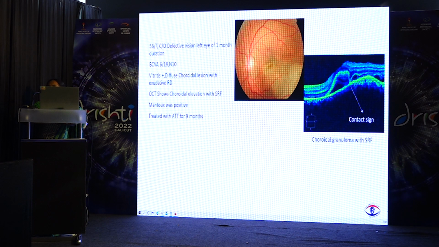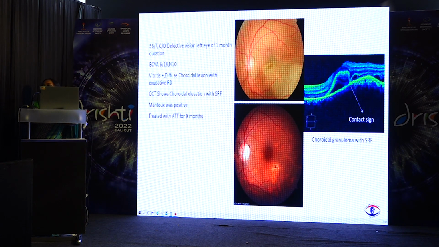OCT at the time of presentation showed choroidal elevation associated with SRF, and you can see that contact sign. That is the point of adhesion between RPE choriocapillaris layer and sensory retina. Mantoux was severely positive. She was treated with ATT for 9 months and she recovered fully, leaving only a small subvascular scar.